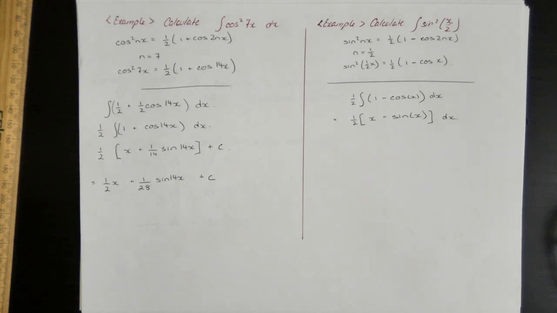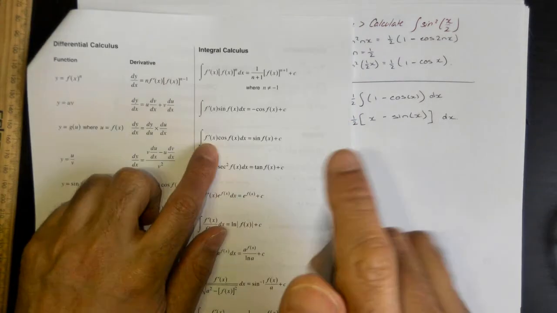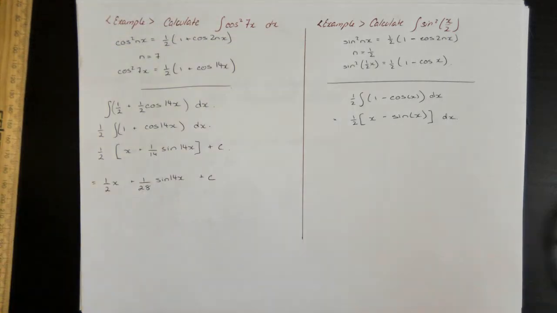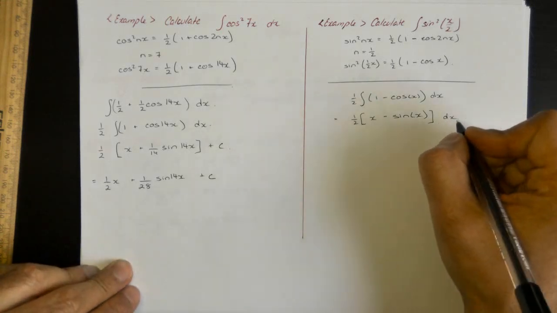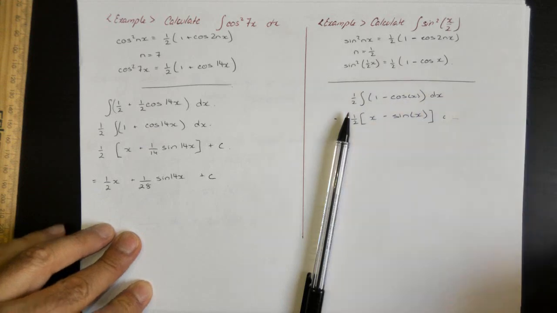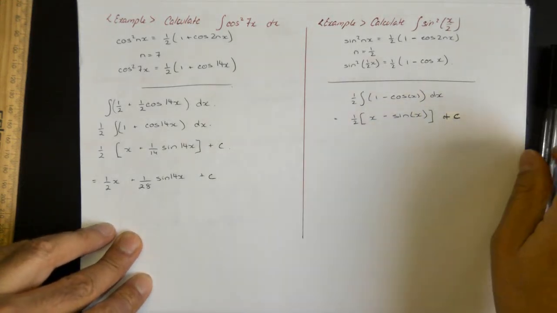Just to remember, when in doubt, cos gives you a positive sine. There you go. So that should be dx. Should be plus c. Okay, good luck.